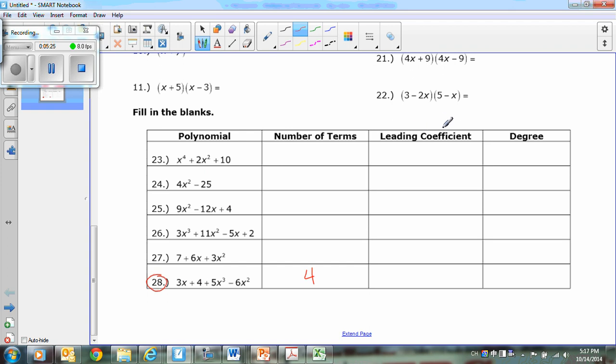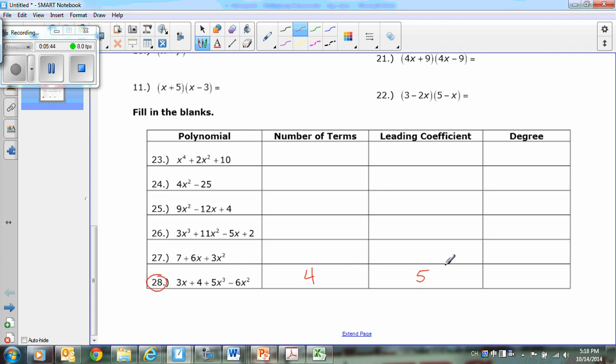The leading coefficient, remember, is the coefficient of the term with the highest power. So look at all these exponents. Looks like this is our highest exponent. So the leading coefficient will be the coefficient of that term. The coefficient is the term out front. So our leading coefficient is 5.